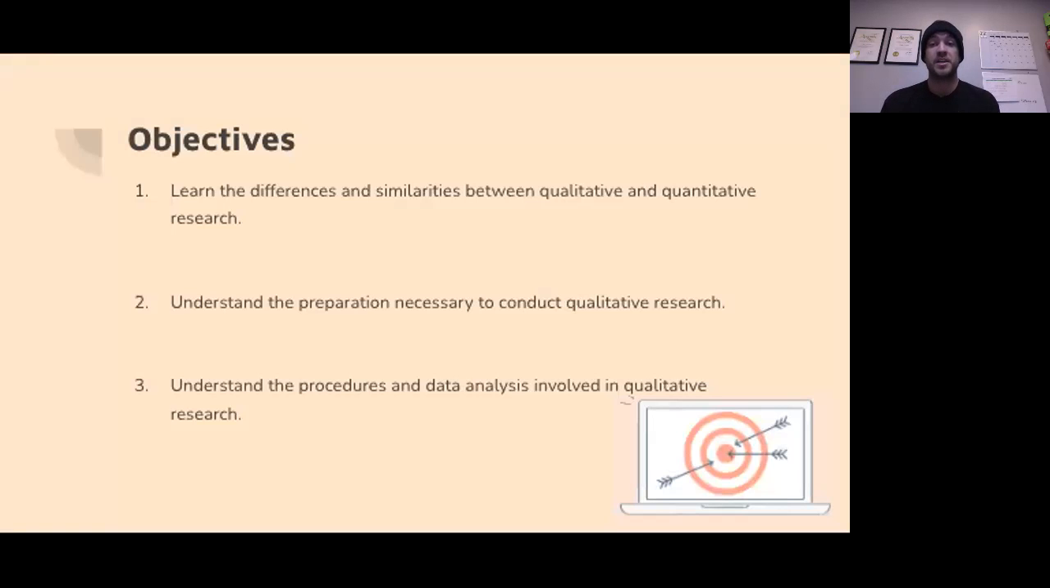The objectives for this chapter include learning the differences and similarities between qualitative and quantitative research, understanding the preparation necessary to conduct qualitative research, and understanding the procedures and data analysis that are involved in it.